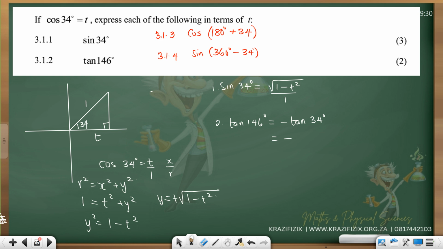All right, what is tan, by the way? y over what? x. All right, what's our y again? 1 minus t squared. And what's your x? And we are done. Number 3. I was just testing here. Do you notice I'm in the third quadrant? And cos is negative. Negative cos 34.